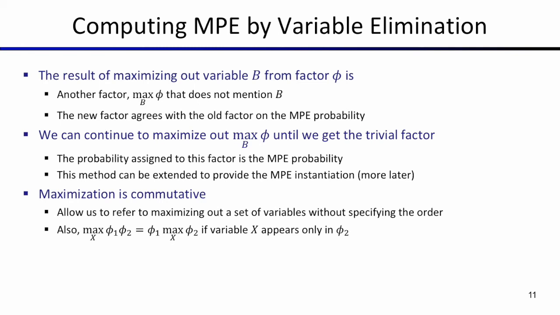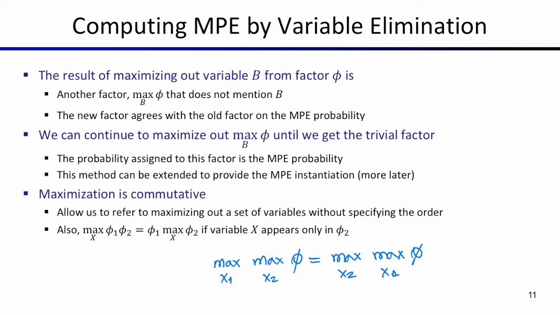Two important properties of maximization that are also valid for the summation: the maximization is commutative. So it means that if we are going to eliminate two variables, x1 and x2, from the factor phi, and we invert the order in which we eliminate the variables, so if I eliminate first x2 and later on x1, it's going to be the same result, right? So one thing is equal to the other. So we can talk about eliminating x1 and x2 without specifying an order for that, because the results are going to be the same.